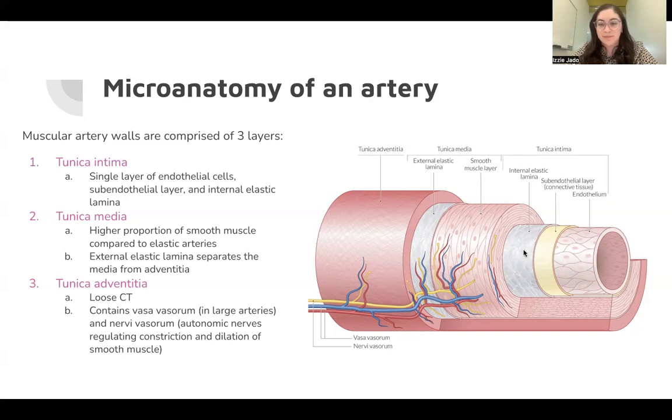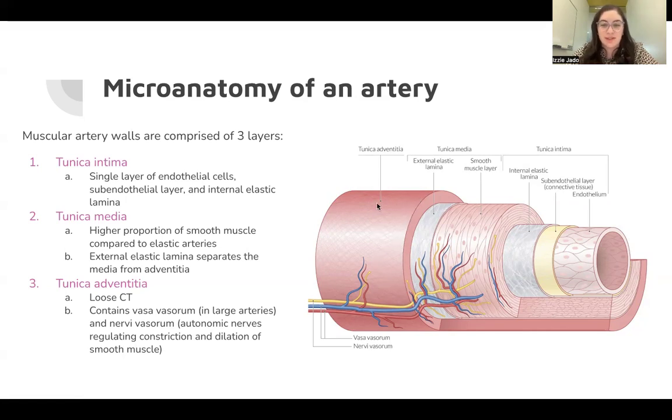So it has this subendothelial layer, the endothelium right there, and then it also has a little bit of an elastic lamina there. Then moving outwards, you have your tunica media, the middle layer, and that has a higher proportion of smooth muscle compared to elastic arteries. So right here, we're talking about more of a muscular artery. And you have this external elastic layer here, and that's what helps separate the tunica media, this middle portion, from this tunica adventitia, the outermost.